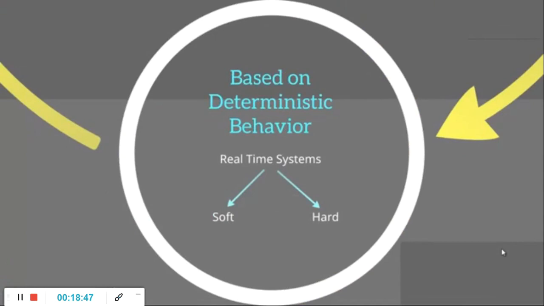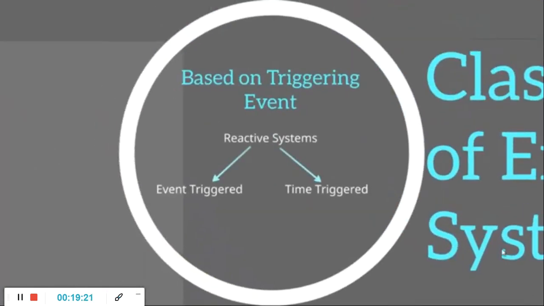Third classification based on deterministic behavior. Deterministic behavior means an embedded system performs within a given time frame or response. That is, the embedded system does the performance in a fixed time frame. We call them real time systems, and if the operation is bound to a fixed time, it is called a hard real time system. If unbounded, it is called a soft real time system.